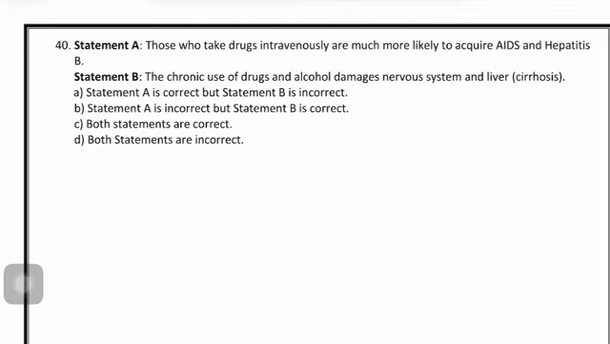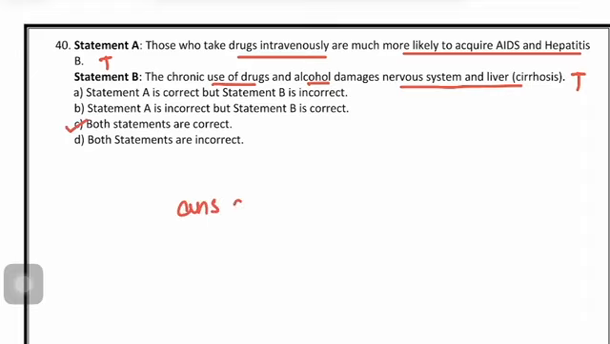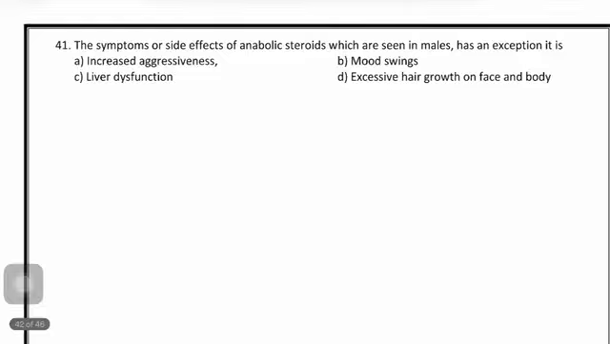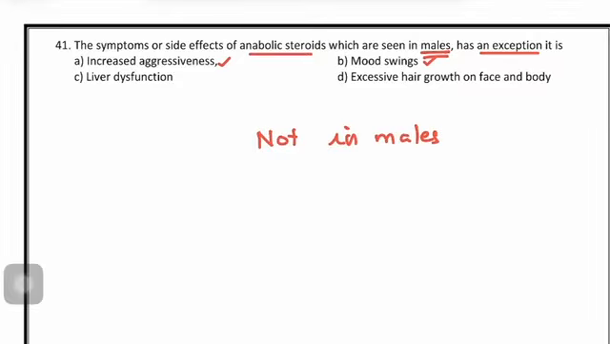Coming to 40th question. Those who take drugs intravenously are more likely to acquire AIDS and hepatitis B. Absolutely true. Chronic use of drugs, alcohol damages nervous system and liver. Absolutely true. So we'll have to look for an option which says both statements are correct. 41st question. The symptoms or side effects of anabolic steroids seen in males has an exception. So you have to look for the side effects that are not found in males. Increased aggressiveness found, mood swings found, liver dysfunction found, excessive hair growth on face and body. These are found in females. So answer is D.